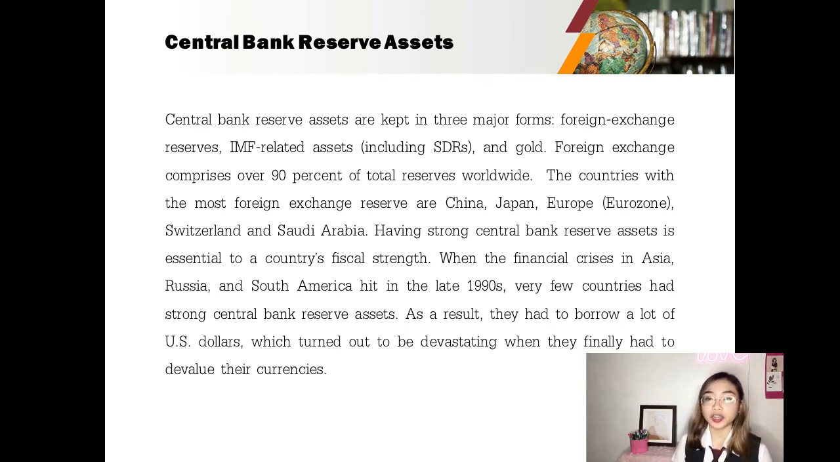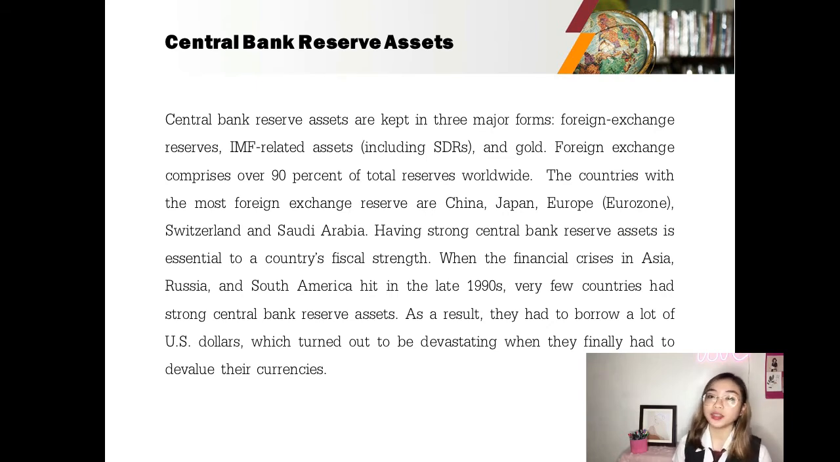When the financial crisis in Asia, Russia, and South America hit in the late 1990s, very few countries had strong central bank reserve assets. That means it is very important to have a strong foundation of reserve assets, because based on that example, in the late 1990s, only a few countries had a strong foundation of central bank reserve assets.